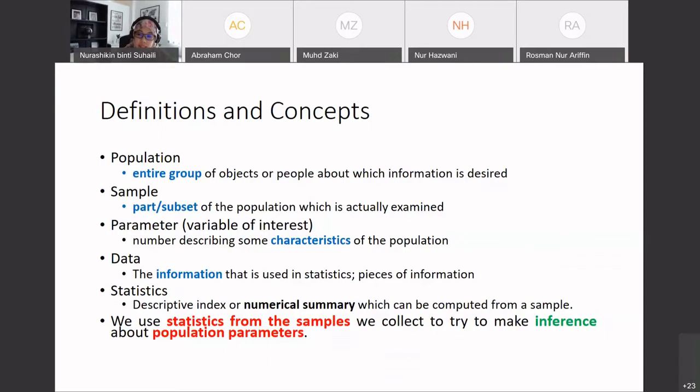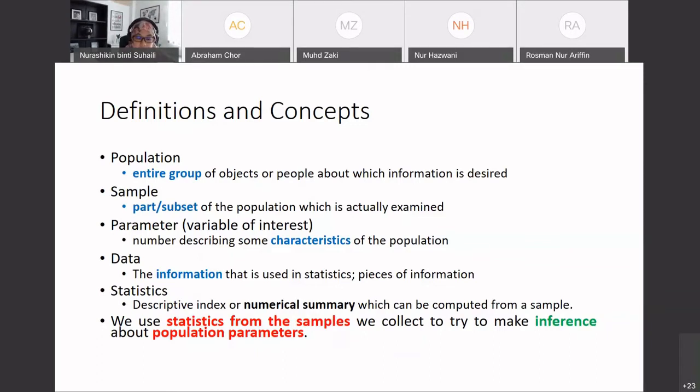And I want to investigate, as I said just now, the number of hours the students spend on internet. I want to study that, right? So that is the parameter. That is the thing that I want to investigate. So that is called parameter, and it depends on your context, your studies. And then we have data. What is data? Data is information, whatever we obtain, let's say the results obtained. The data used in statistics are pieces of information.